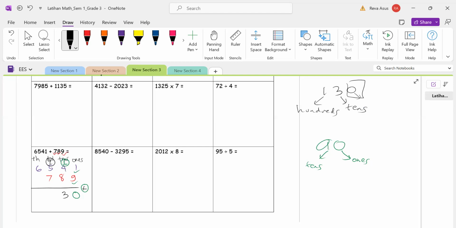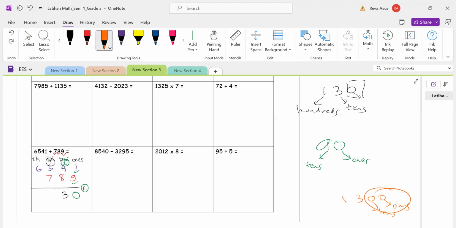Let's do the hundreds. 1 plus 5 is 6. 6 plus 7 is 13. Let's see the 13 again. 13 here means that 100 plus 500 plus 700 is 1,300. The 0 is at ones and the 0 here is at tens. It doesn't give any effect for these ones and tens.